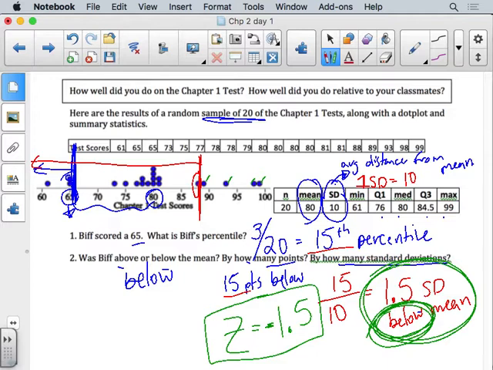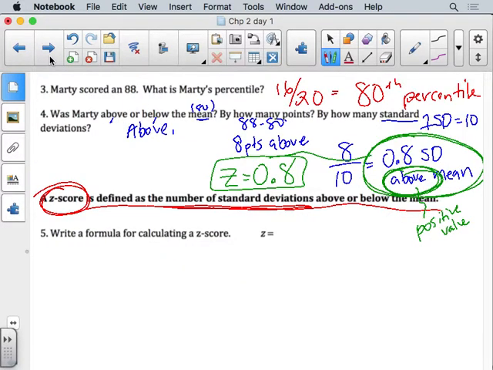So a z-score doesn't necessarily mean that you're always good if you're a positive number. Maybe it's a bad thing to be positive. But in this case, it is a good thing to be above average on a test score. So a z-score is the number of standard deviations you are above or below the mean. Biff, we can see on this graph, was below the mean, and Marty was above. So I want to be Marty.